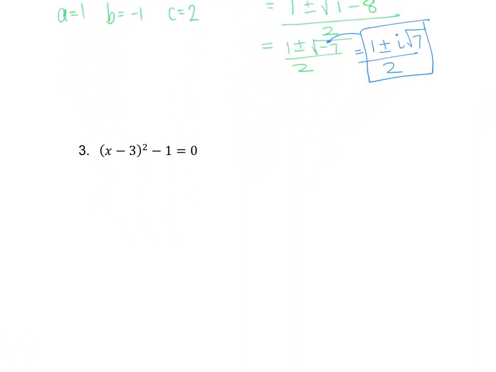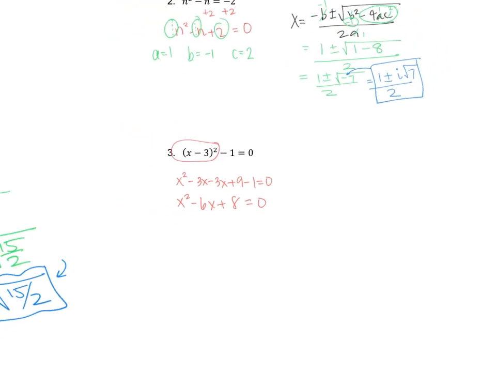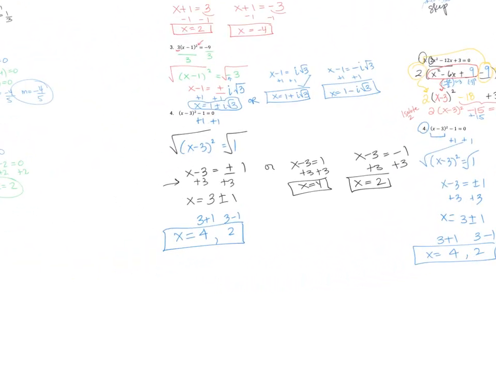All right, and the last one right here, this should look super familiar at this point. I'm going to square this guy back out. That's x squared minus 3x plus 9 minus 1 equals 0. So x squared minus 6x plus 8 equals 0. So we've already done that before. We've seen it on the previous few pages. The answer is 2, 4.